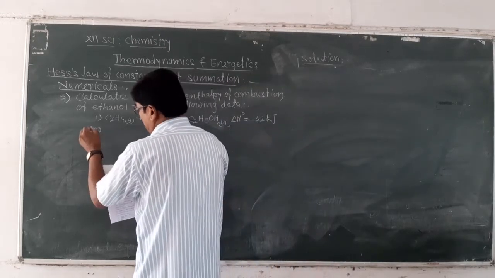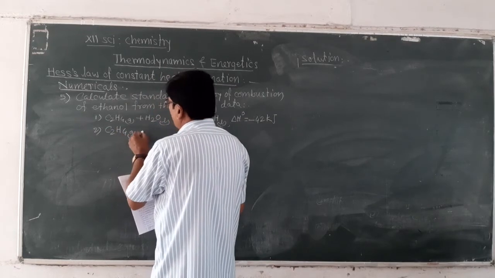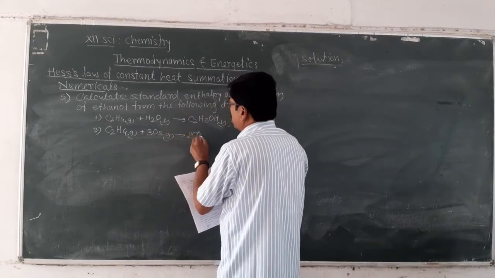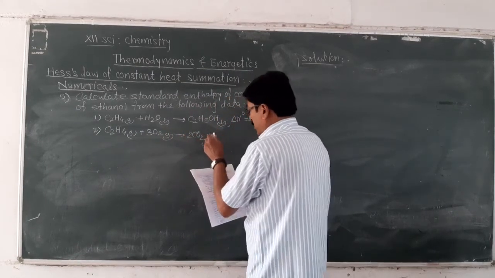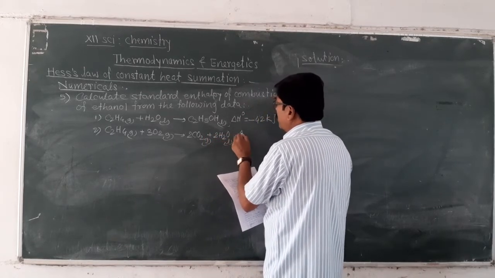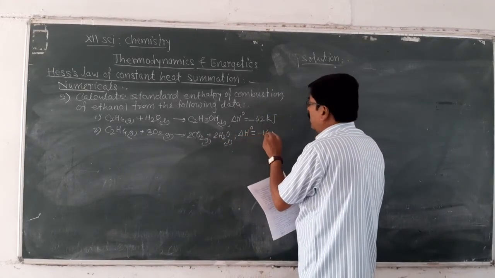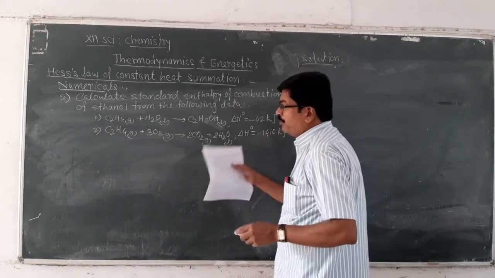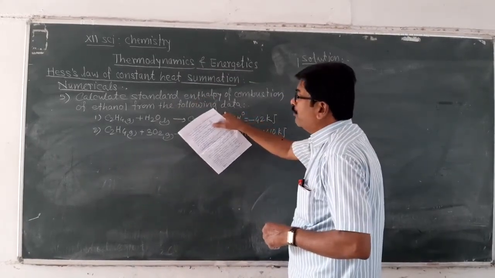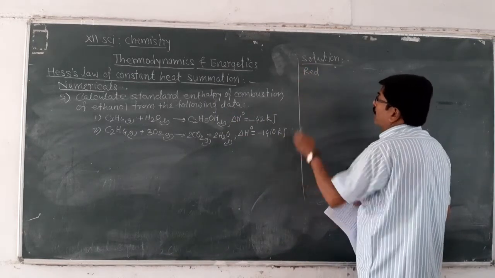Second equation is given: C2H4 gas plus 3 O2 gas gives 2 CO2 gas plus 2 H2O liquid, and the enthalpy change of this reaction, delta H2, is minus 1410 kilojoule. From this data you have to calculate the enthalpy of combustion of ethanol. Now, how is this problem solved?